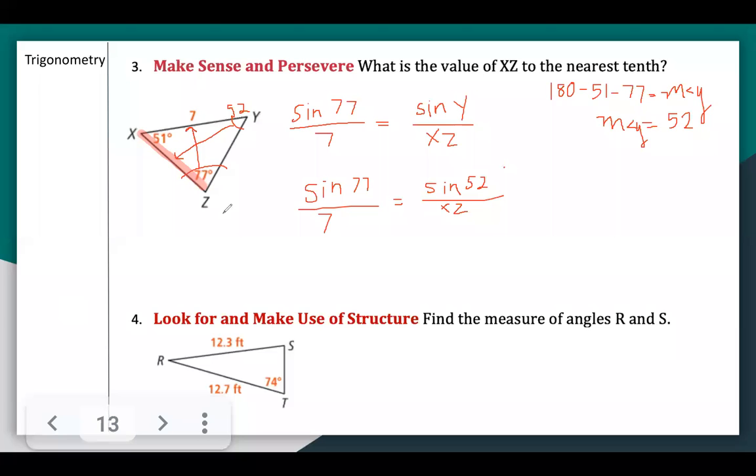So if we cross multiply at this moment, just like how we were solving proportions with similarity statements, we're going to be doing the exact same thing. We're going to cross multiply here. And what we'll end up getting is the sine of 77 multiplied by XZ is equal to the sine of 52 times 7.